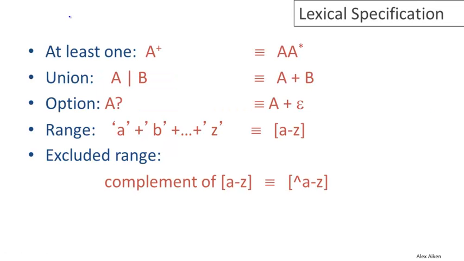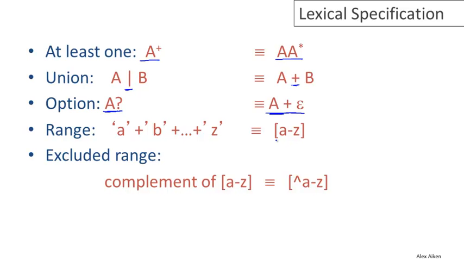Before we get started, I want to quickly summarize notation for regular expressions. One of the shorthands we talked about last time is A+, which means a sequence of at least one A, or the language A star. Sometimes you'll see a vertical bar used instead of union, so A plus B can also be written A vertical bar B. An optional A is an abbreviation for the regular expression A plus epsilon.